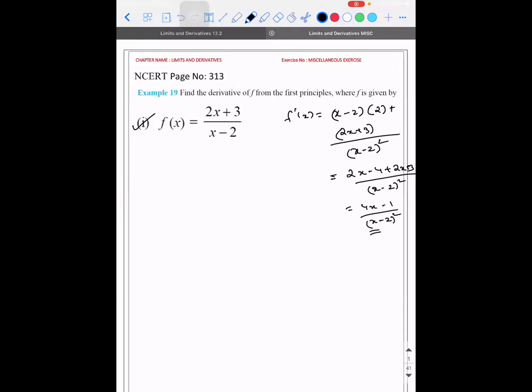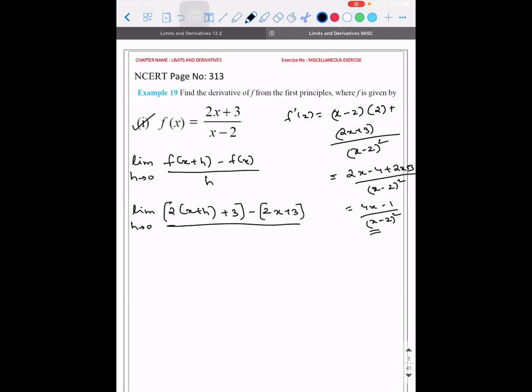Okay, let's see if we are getting the same using the first principle. Limit h tends to 0, f of x plus h minus f of x, the whole divided by h. So limit h tends to 0. What is f of x plus h? 2 into x plus h plus 3 minus 2x plus 3, the whole divided by, oh sorry, wait.